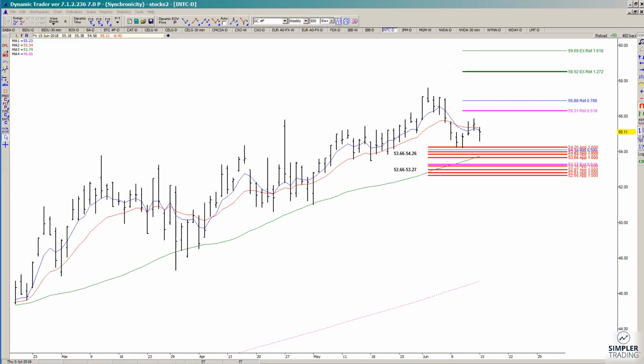But just know that if we do make a slightly lower low, then the target's going to be recalculated by running the extension from the lower low that's made, which will end up giving us an even higher target. So that's what I'm looking at in Intel. And again, I have to say that I'm wrong if we break both of these areas of support.